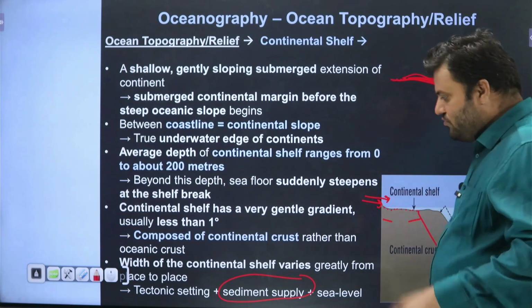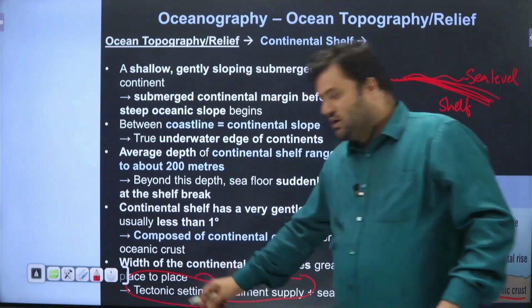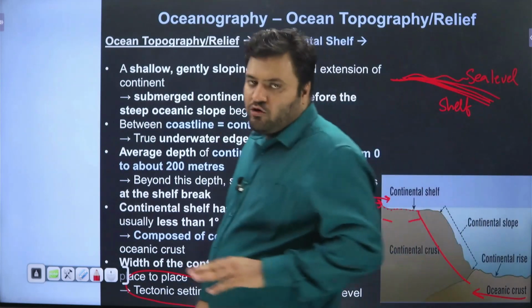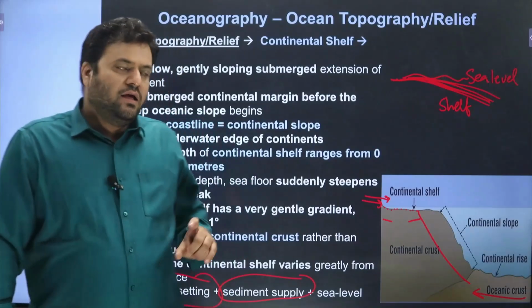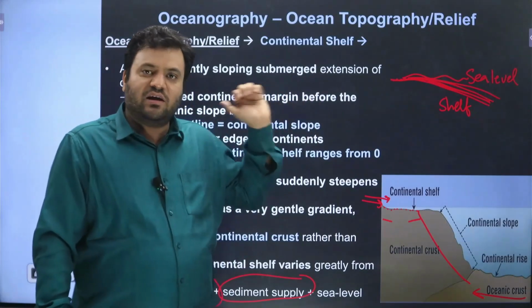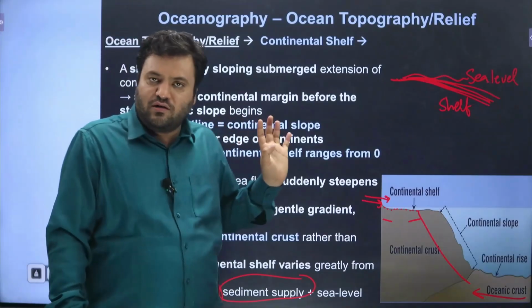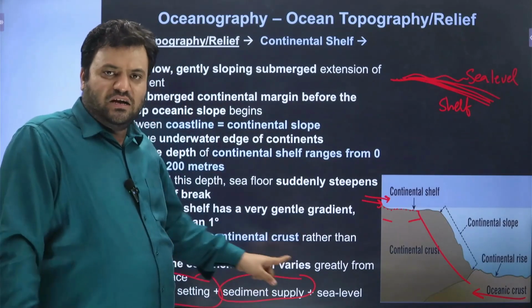So we have two ways in which there could be an alteration in the depth of the continental shelf, or let's say the gap between the sea level and the continental shelf could be subjected to alteration by these two aspects, sedimentation and tectonism.